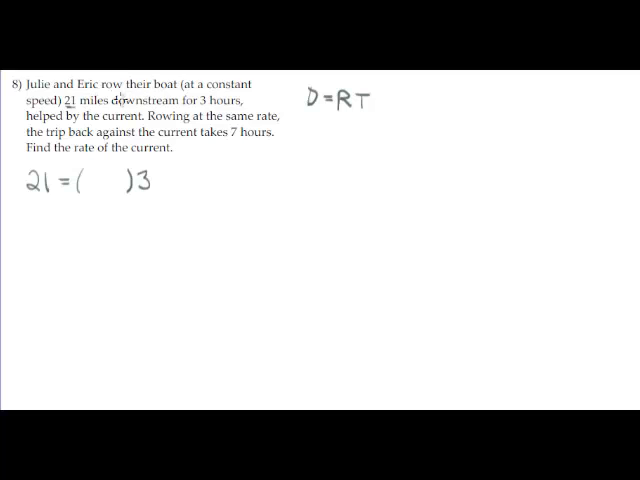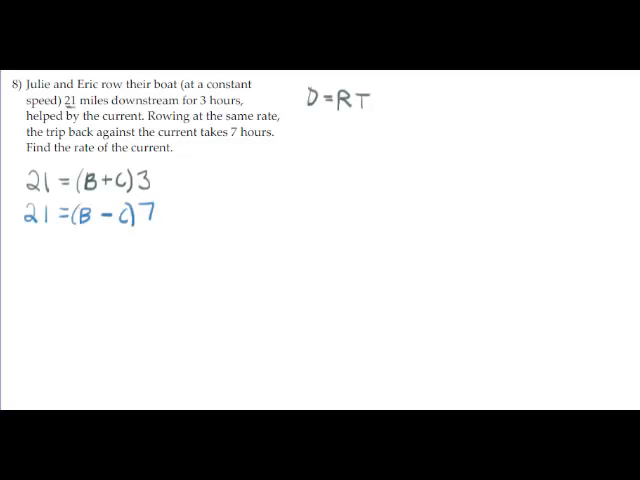But our rate, as we're going downstream and we're helped by the current, since we're in a boat, we're going to use B for our rate of our boat and C for the rate of our current. Okay, so the boat speed plus the current speed is what happens when we go downstream. Those help each other out. The next sentence, rowing at the same rate, the trip back against the current takes 7 hours. Well, we're going the exact same distance, so the 21 is still the same. Takes longer though because now we're fighting the current. Fighting the current means that we should subtract these.